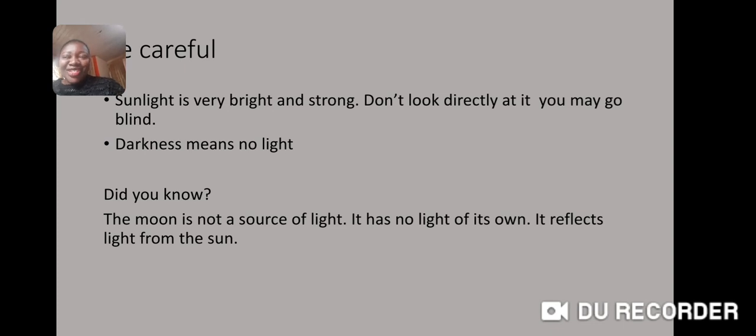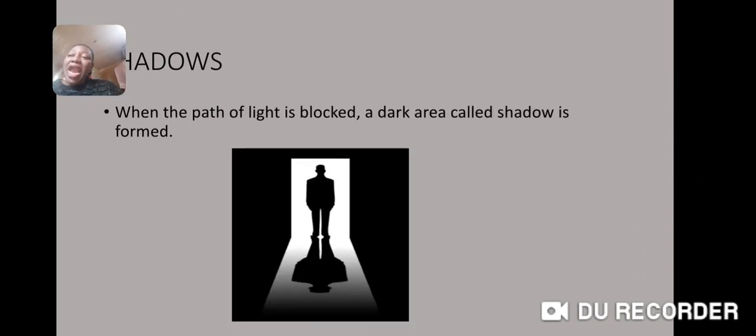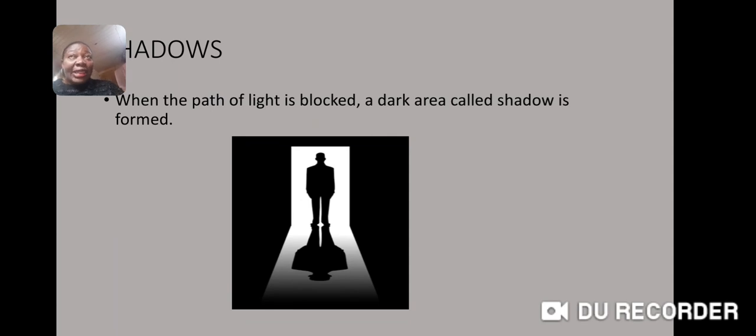Now, there's something interesting I want to tell you. Did you know that the moon is not a source of light? No, it is not. It has no light of its own. And because it has no light of its own, it is not a source of light. It only reflects light it gets from the sun. Because it does not generate light of its own, it is not a source of light. I'm sure that is interesting.